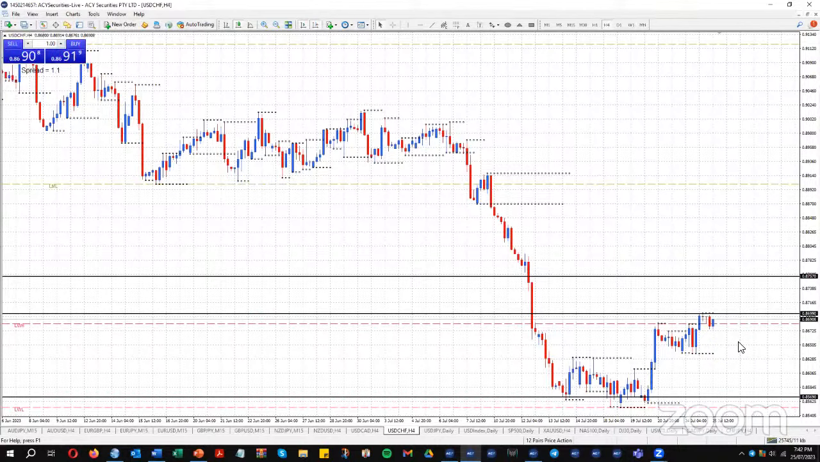So watch this 86.99 to 87.57 area through the week. Does it start to hold? Does the 4-hour trend start to turn down?